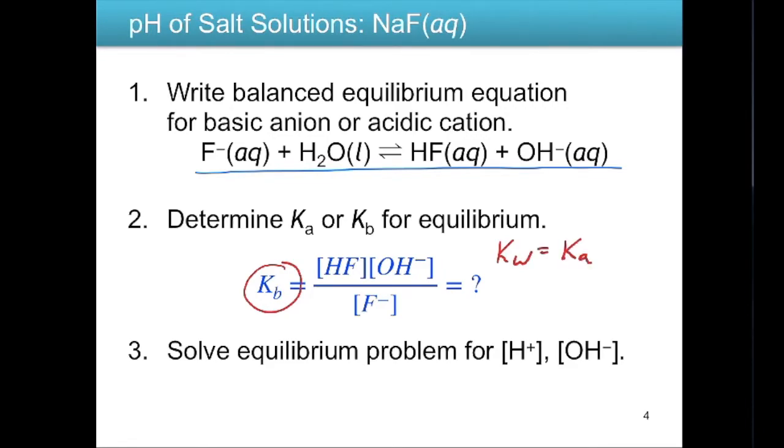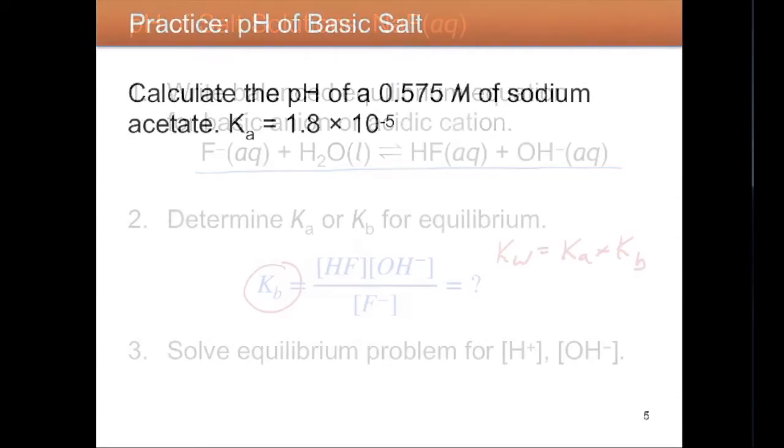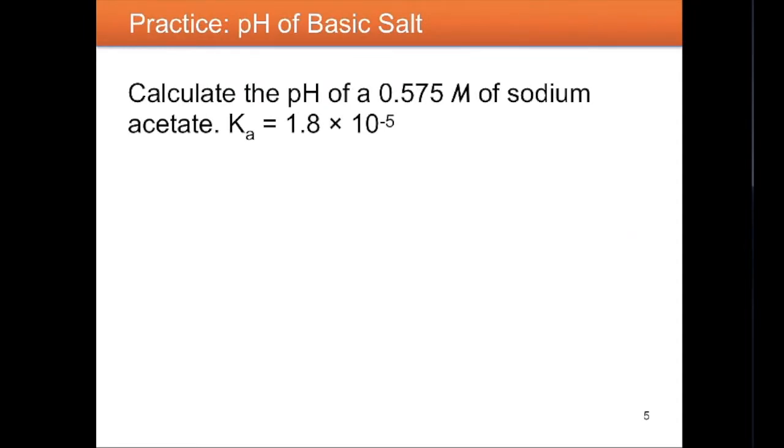And remember, you can find that using this equation here. Kw equals Ka times Kb. So if you're given Ka, you know that Kw is 1 times 10 to the minus 14. You can solve for Kb. And then after this, it's just a weak base problem that we've done previously. So I'm just going to go over a quick example, calculating the pH of a basic salt.